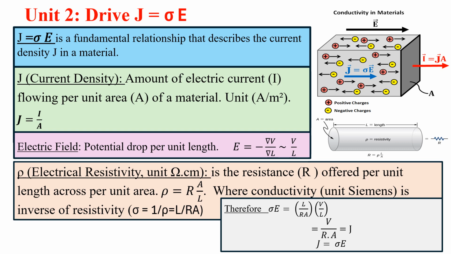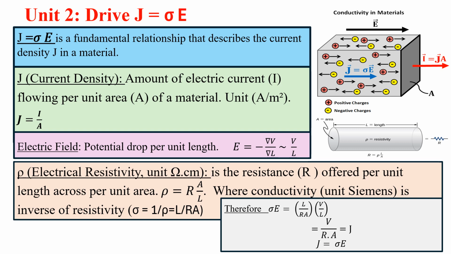J is equal to sigma E is a fundamental relation in electrical engineering, and it describes the behavior of the electric current in conductive materials. Here J is defined as the current density, and mathematically J is equal to I over A. As we have already discussed, I means electrical current, which is charge flow per unit time.